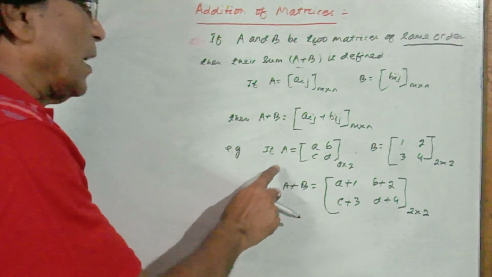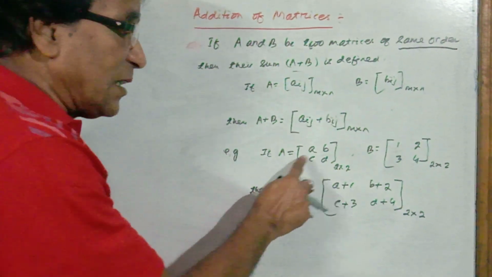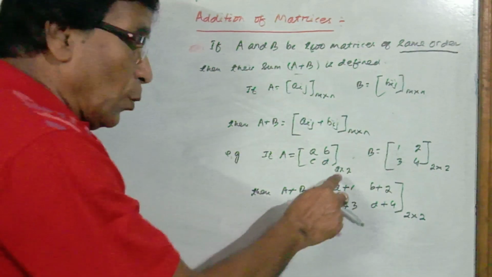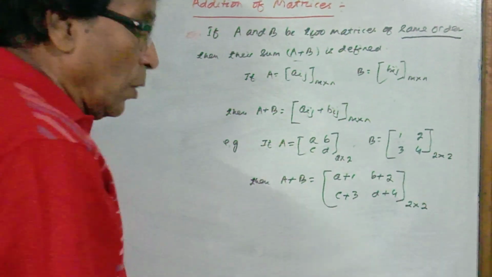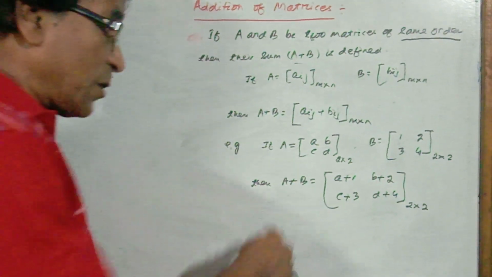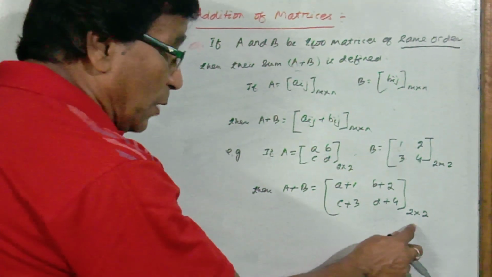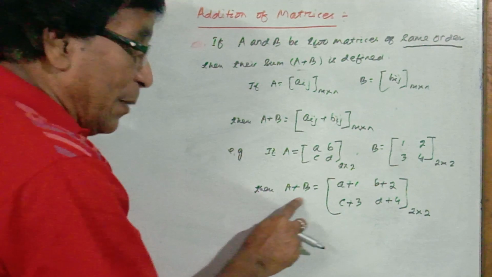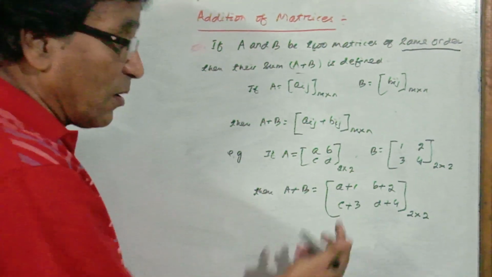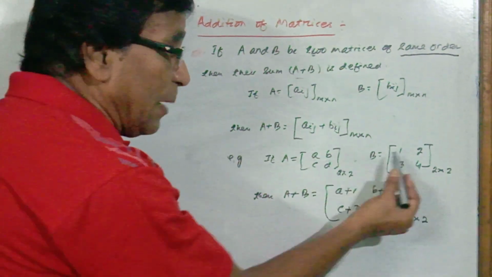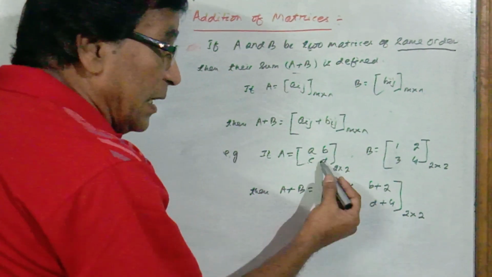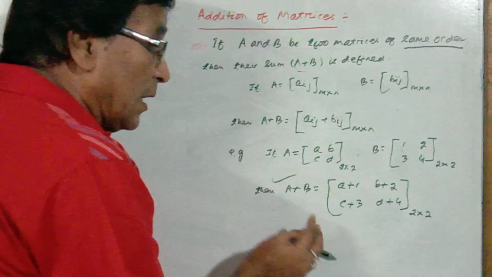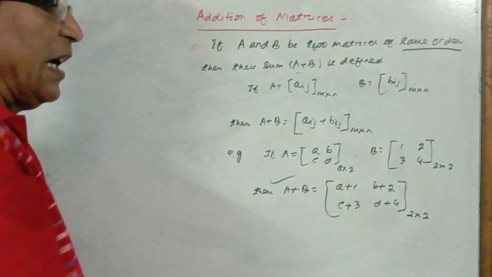For example, here you see that if we take the matrix A equal to A, B, C, D of 2 cross 2 and the matrix B equal to 1, 2, 3, 4 of 2 cross 2, then A plus B must be of order 2 cross 2, and every element of A plus B is the sum of the corresponding elements. That means it is A plus 1, B plus 2, C plus 3, D plus 4. So this is the addition of two matrices A and B.